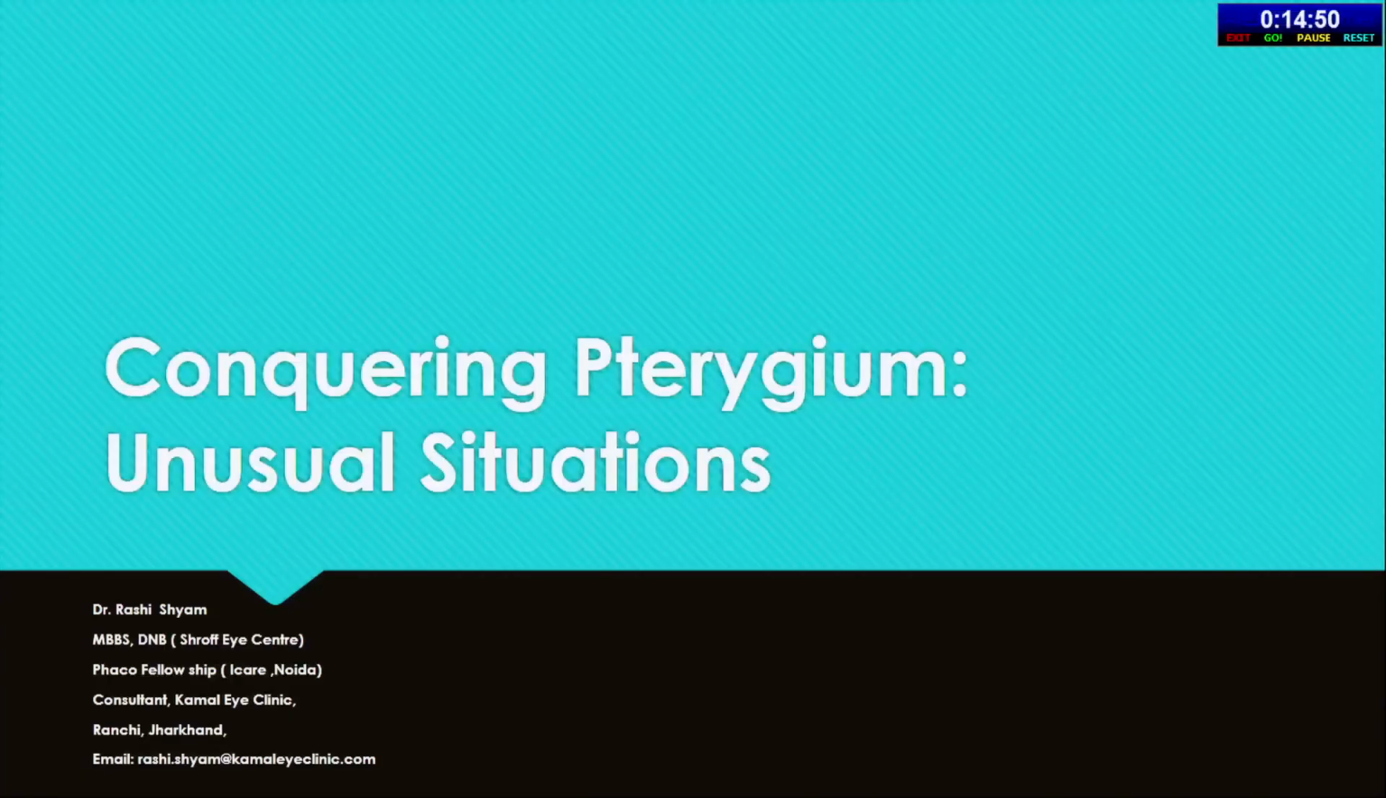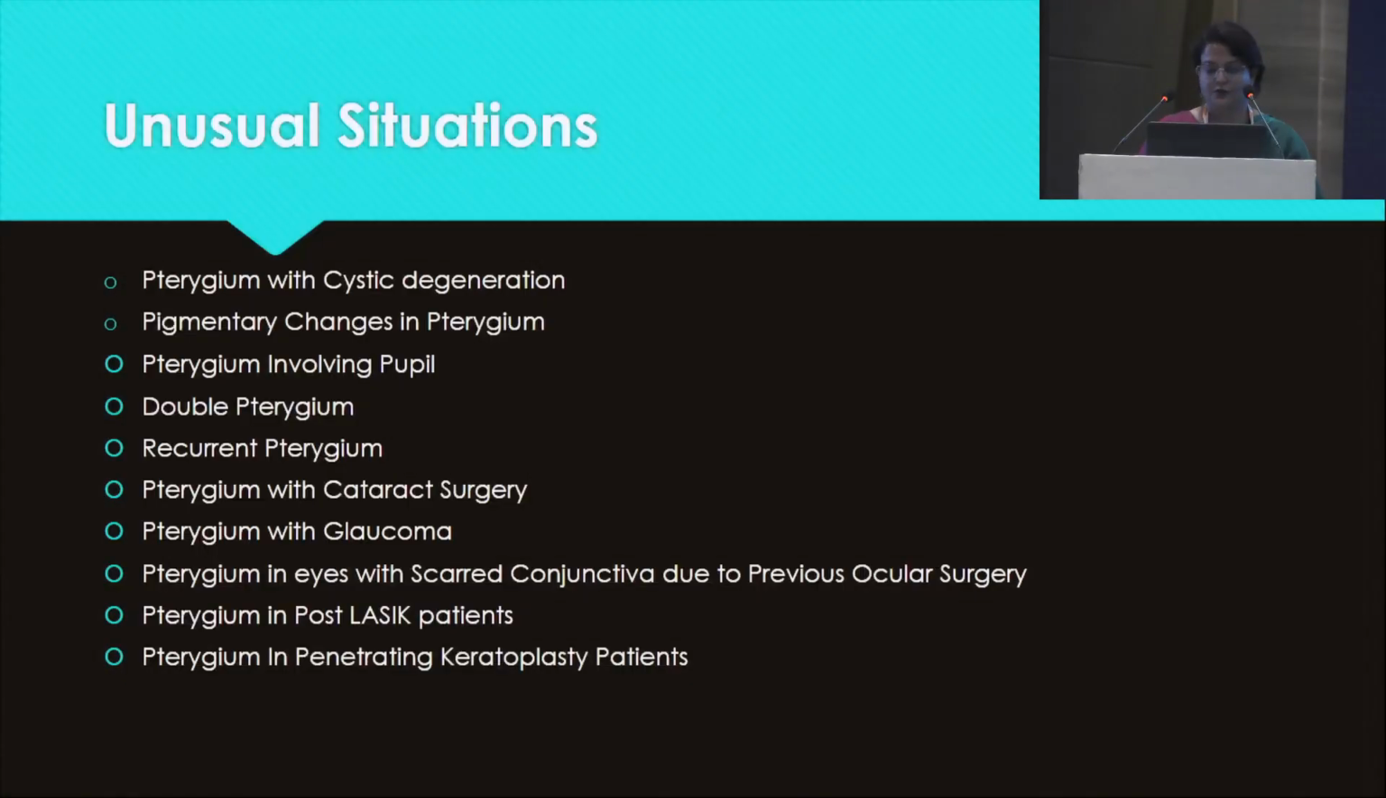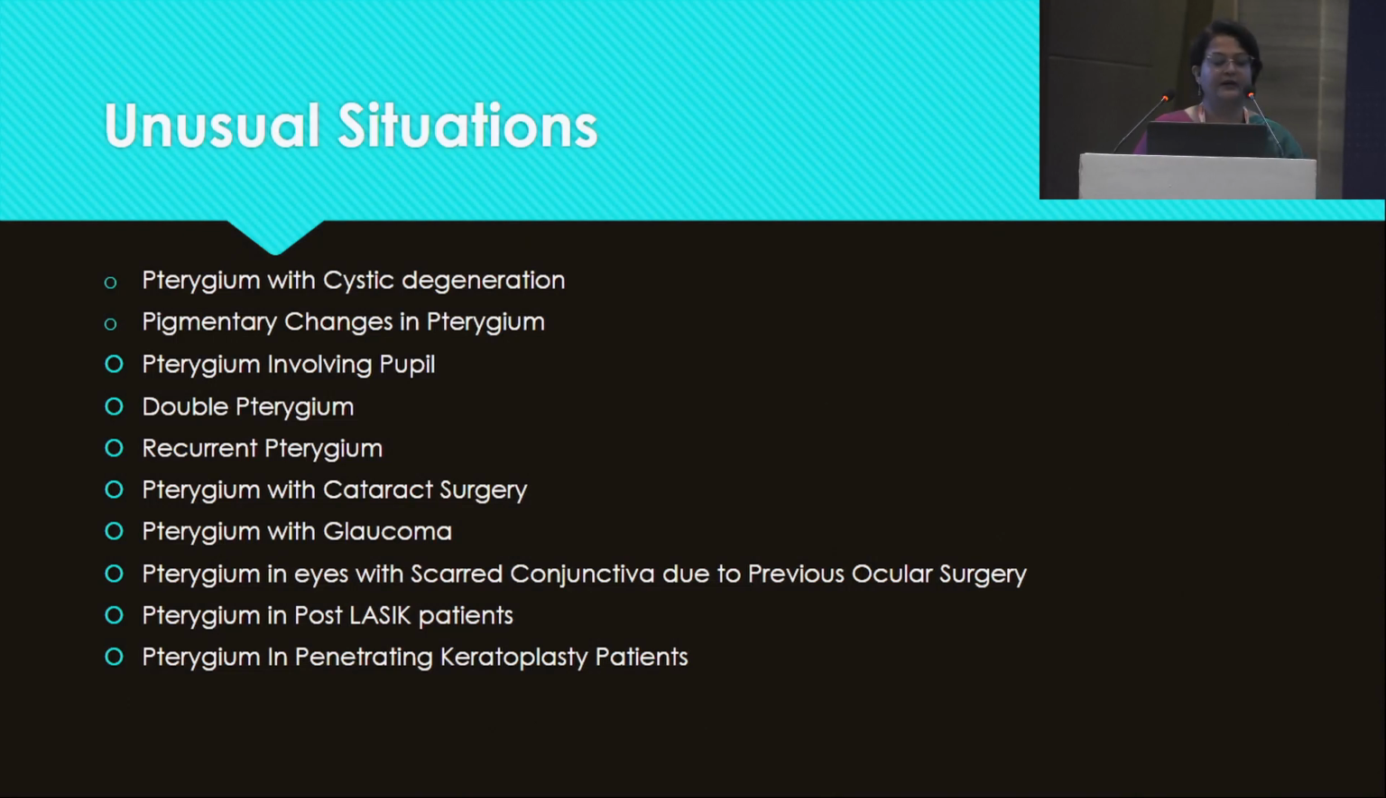At the outset, I would like to say that in trying to teach, we also learn. I'm a glaucoma specialist, and now I'm going to present one of the slightly atypical topics of pterygium. So what are unusual situations in such a common problem as pterygium? We have to know pterygiums with cystic degeneration, pigmentary changes, those involving the pupil, double pterygiums, recurrent pterygiums, pterygium where we have to do a cataract surgery also, patients with glaucoma, eyes where the cornea and conjunctiva are scarred from previous ocular surgeries, post-LASIK patients and PK patients. These are a few unusual situations.